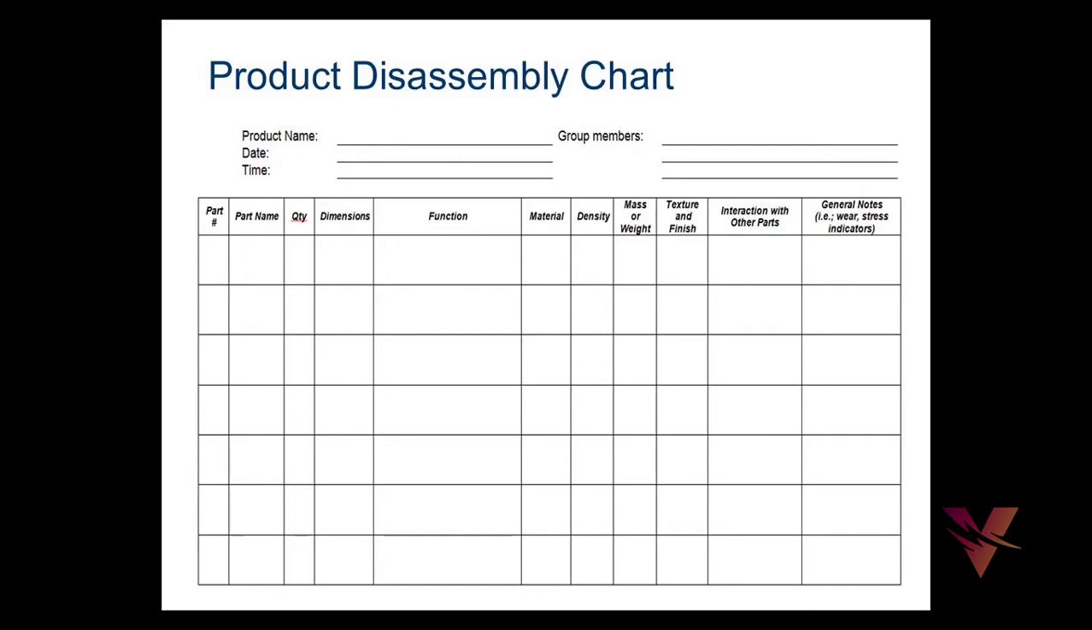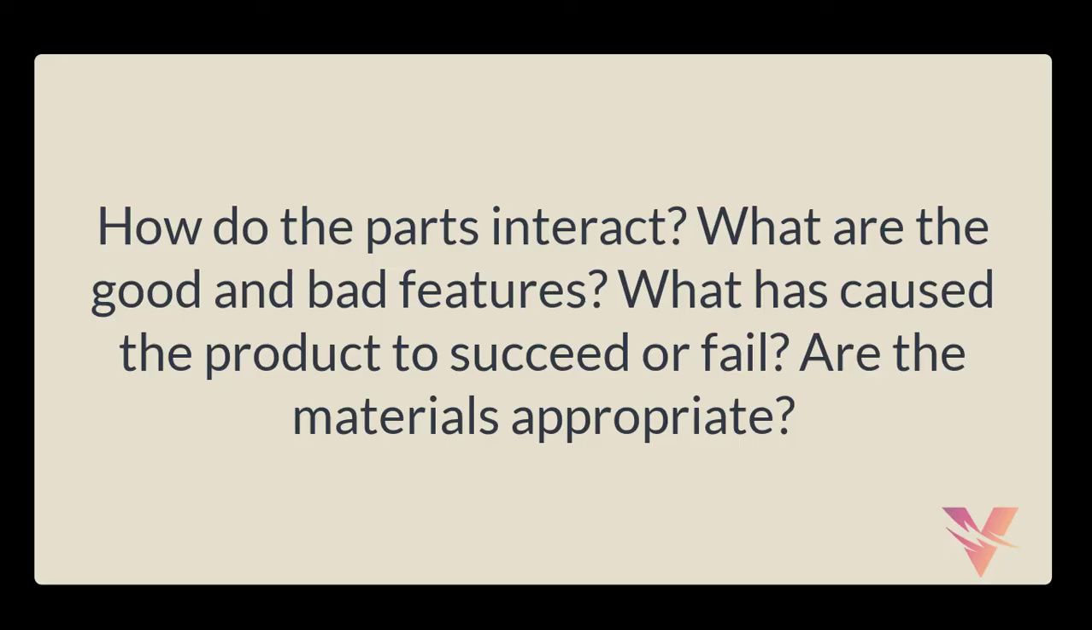So next step is analyze the product. So how do the parts interact? Here, the manufacturer will identify a few questions like how do parts interact, what are the good and bad features of the components, what has caused the product to succeed or fail, are materials appropriate, whether he needs to introduce a new component or whether he needs to remove a few components which are currently used. So every sort of question will be asked in the analysis phase.